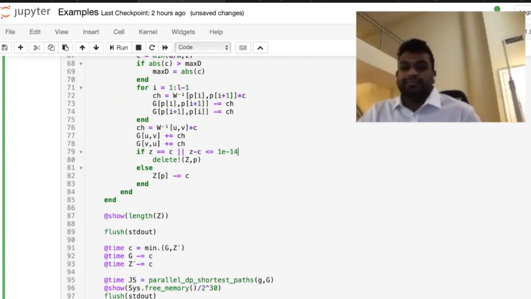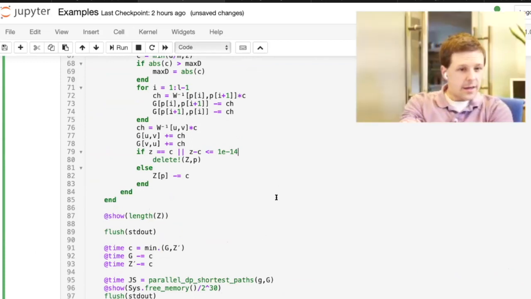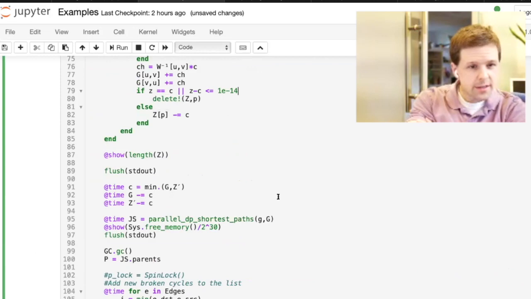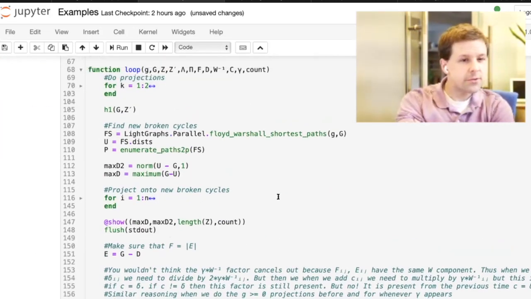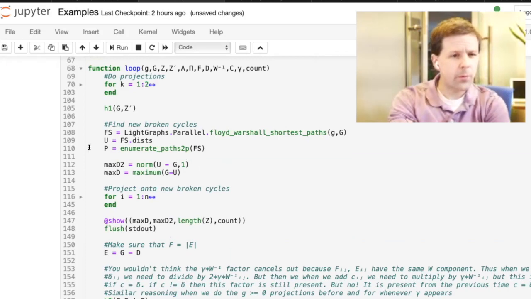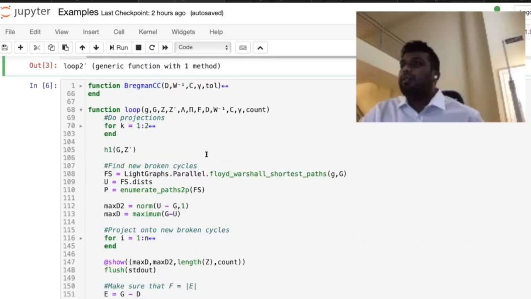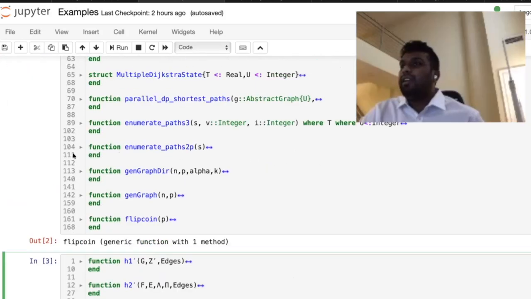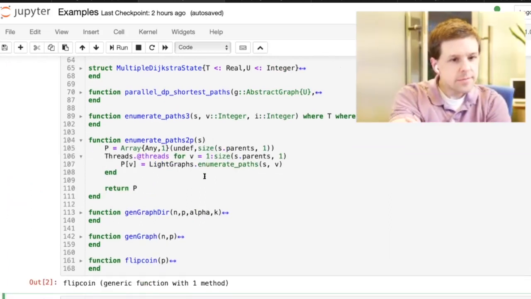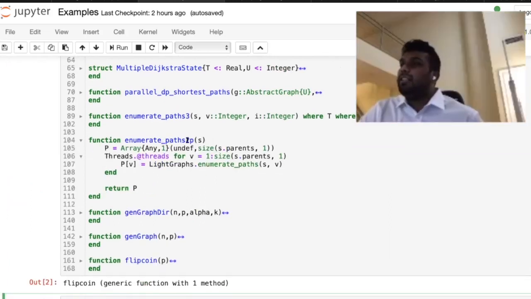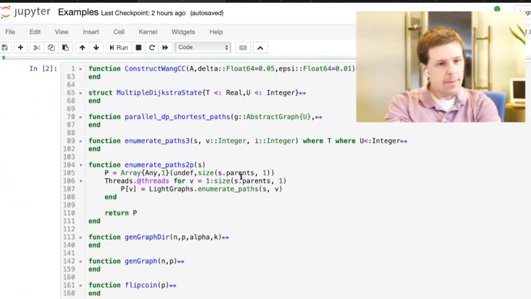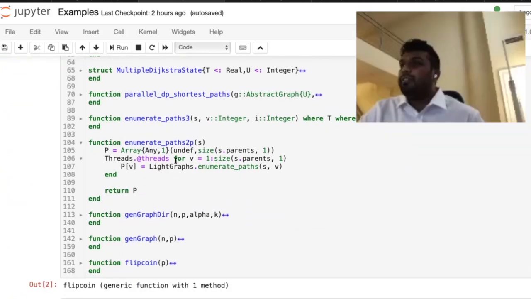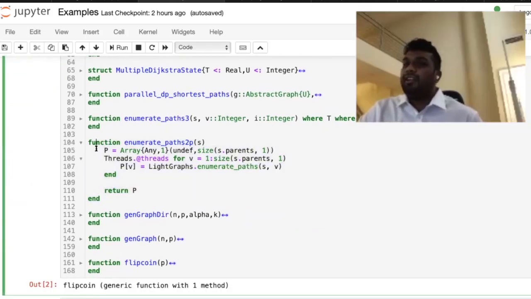Okay. Let's see. And you had this other function, enumerate paths. Is that where you actually extract out the shortest paths? Yeah, so there's an enumerate paths that does it in this library that I'm using, LightGraphs. But it's not parallel, or at least when I was doing it, it wasn't parallel. So I was just parallelizing that.